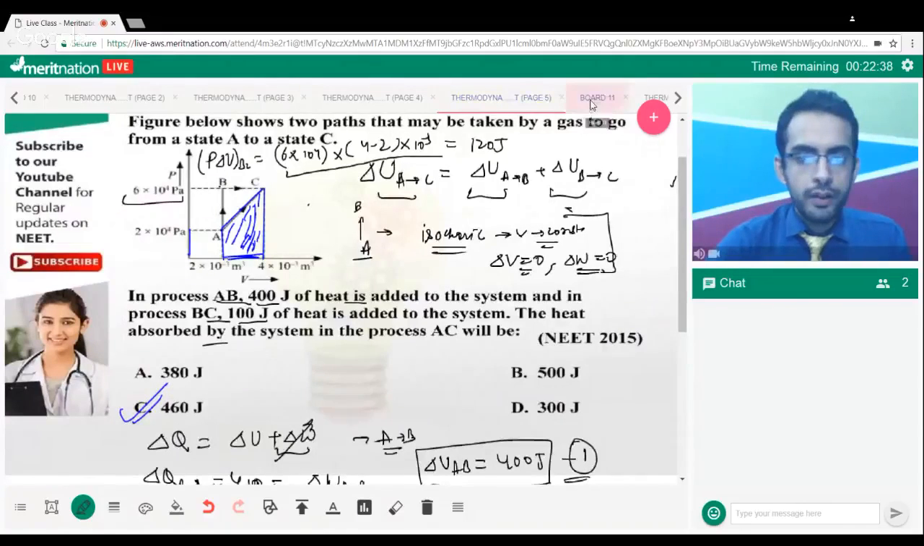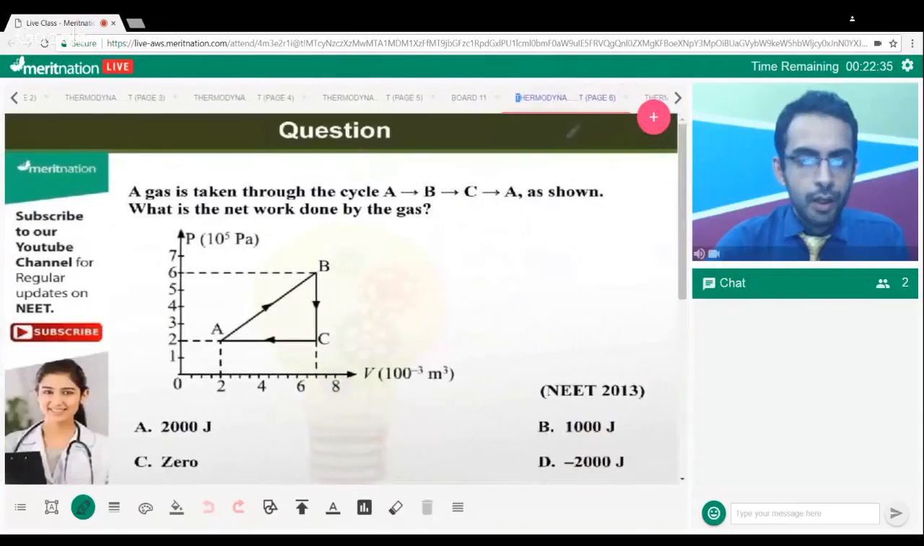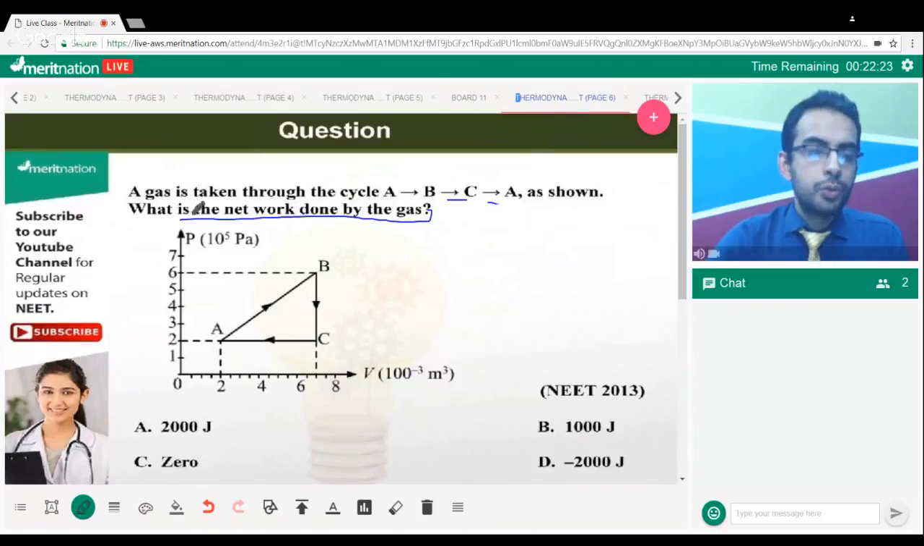So I hope everyone is getting this. Now last question. A gas is taken through the cycle A to B and C to A as shown in the figure. What is the net work done by the gas? To find the net work done, you have to find the area enclosed between this curve.